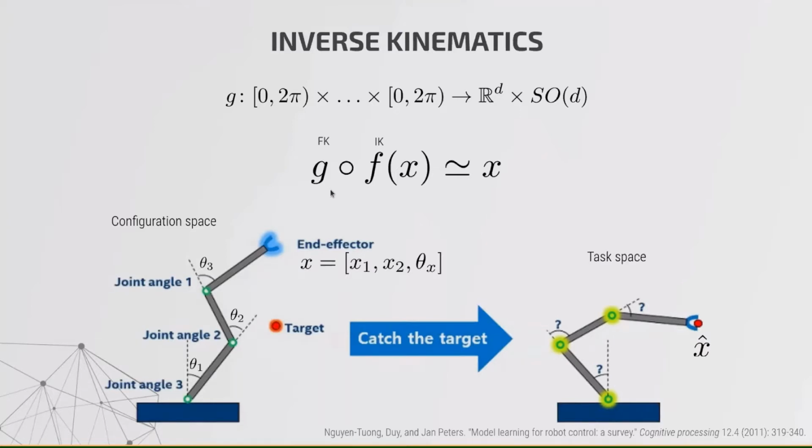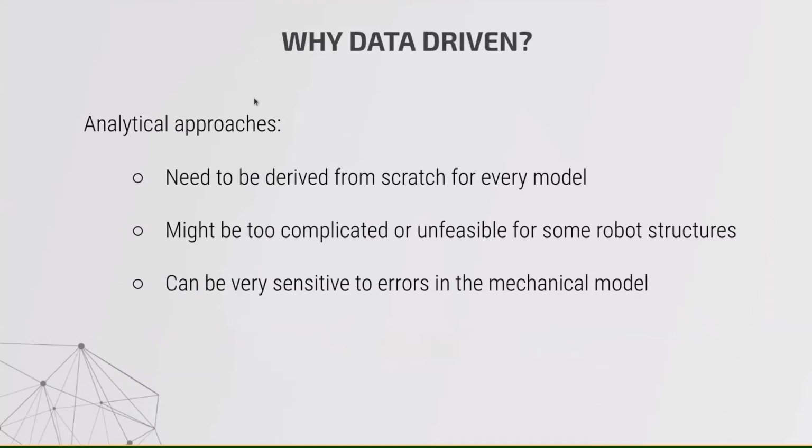While usually computing the forward kinematics is quite easy, computing the inverse one can pose some challenges, and that's why we propose a data-driven method for this. But first of all, one might ask, why data-driven? Well, the analytical approaches are much studied. There is a lot of literature on those, but there are usually some core issues that one might want to overcome. They need to be derived from scratch for every model, they might be complicated and infeasible for some robot structures, or they can be very sensitive to errors in the mechanical model. So to overcome this issue, we propose a machine learning-based method that looks at some examples, trying to estimate the inverse kinematics.